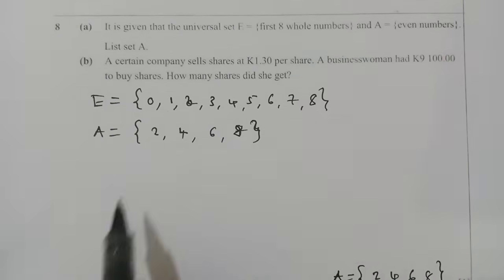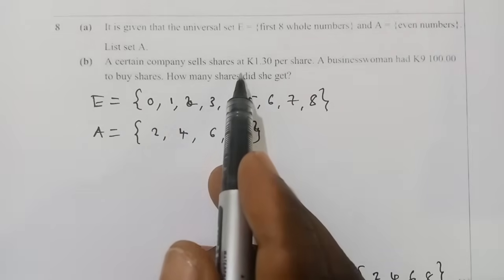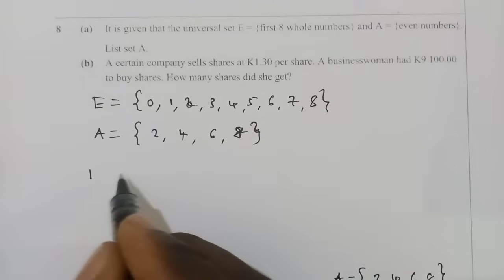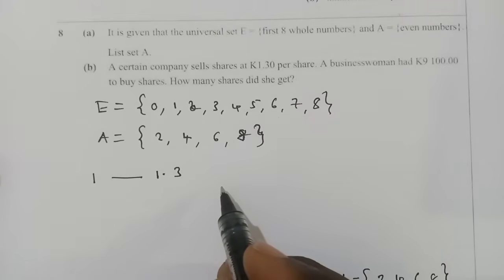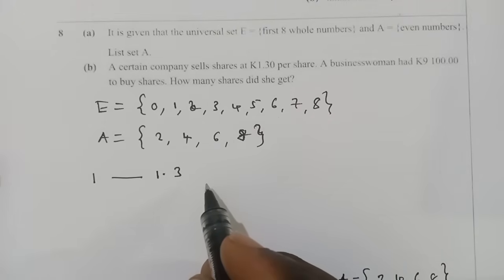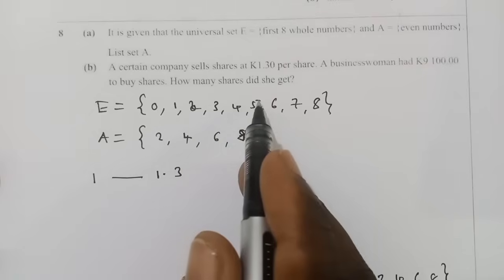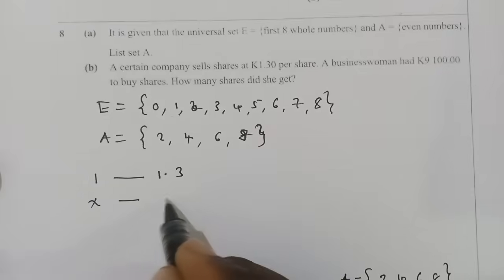Question B here, they're saying a certain company sells shares at 1.3 per share. So 1 share is equal to 1.3. A businessman had 9,100 kwacha to buy shares. How many shares did she get?